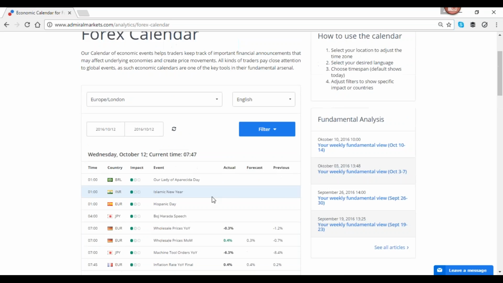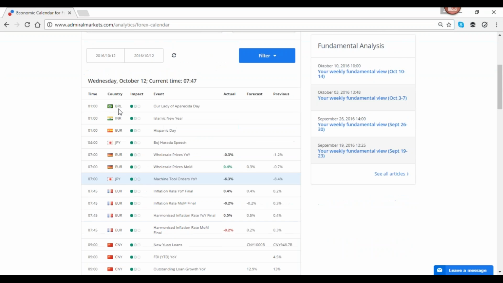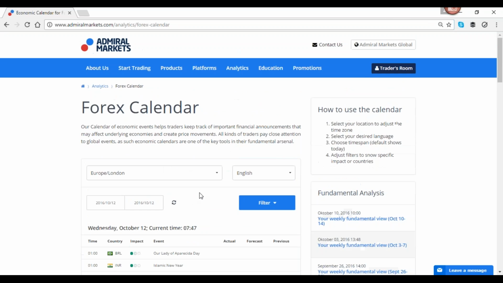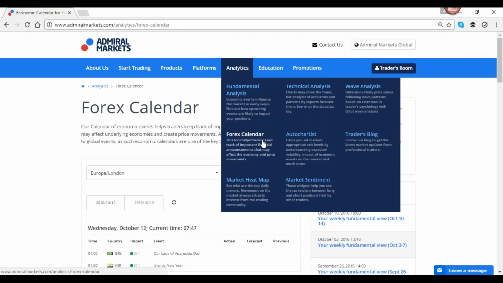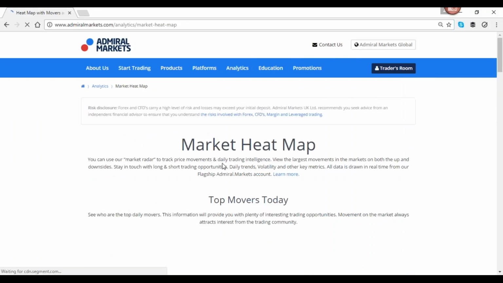Otherwise, take a look at the calendar for more details about what could be expected today. Go to Analytics and Calendar right here. And you got more things as well, by the way: Fundamental, Technical, Wave Analysis, our blog, Ned and I writing about the market, and the heat map, of course, as well.